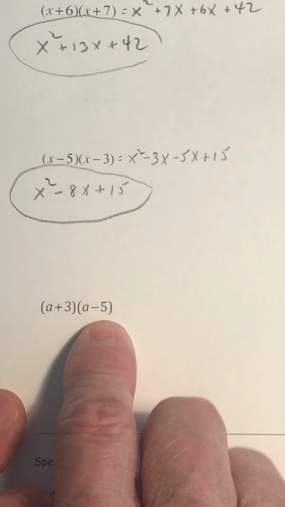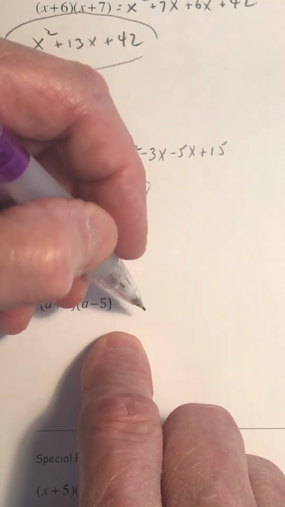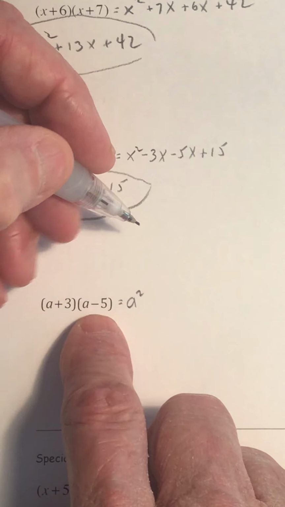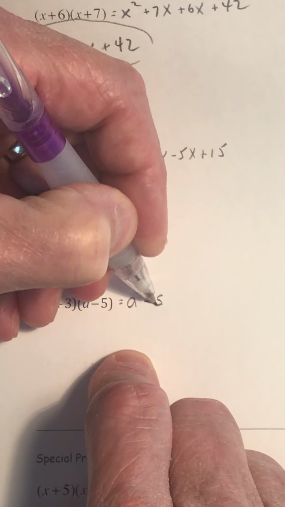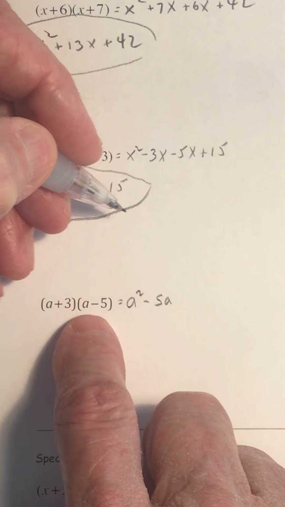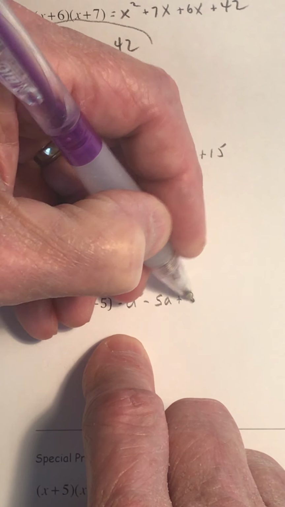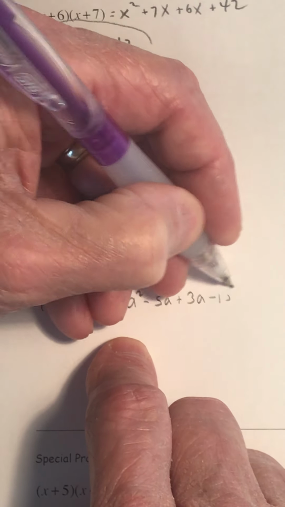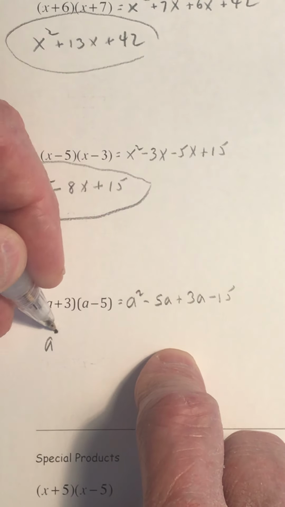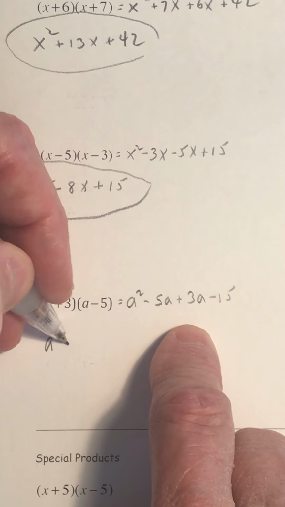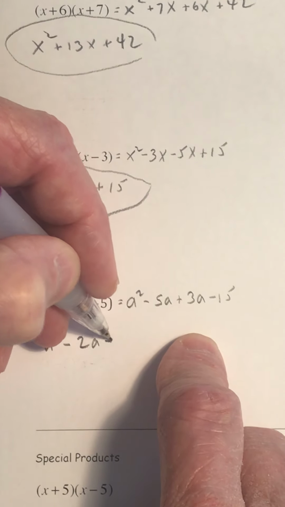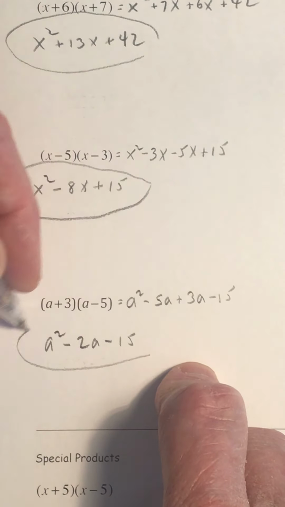Here's a plus 3, a minus 5. Well, a times a be a squared. A times minus 5, that's minus 5a. Then 3 times a, that's plus 3a. And 3 times minus 5, minus 15. So we have an answer that simplifies to this. Minus 5 and 3, that's minus 2. Okay.